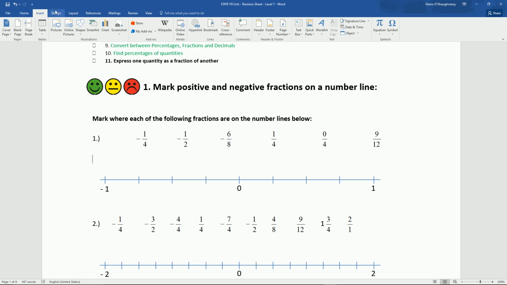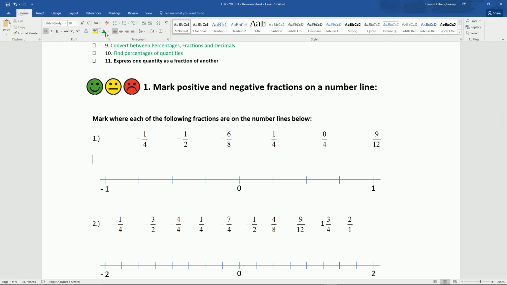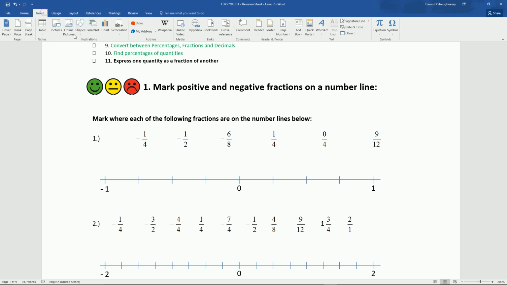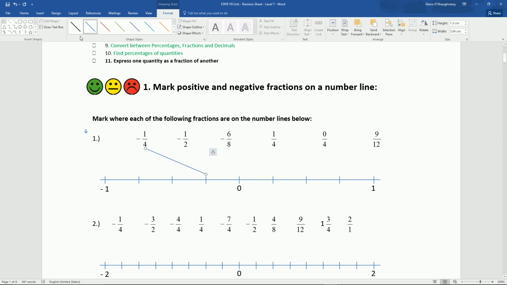Okay, so if I'm going to insert a line, negative a quarter, I should say, is there. All right, negative a half is there. Now, negative 6/8. It's not broken into 8 bits. What are we going to do? Well, it's broken into quarters, and we can simplify this fraction to be negative 3/4. So let's put that there.